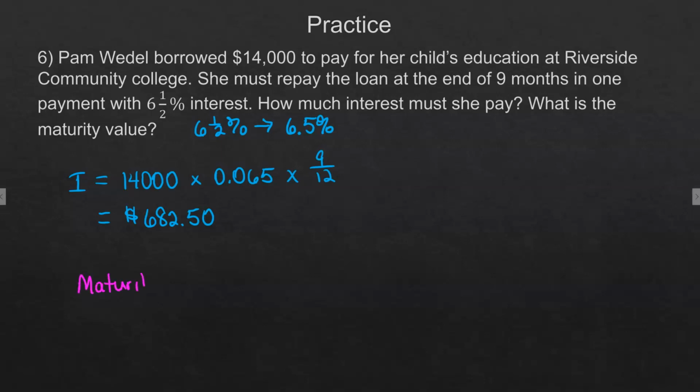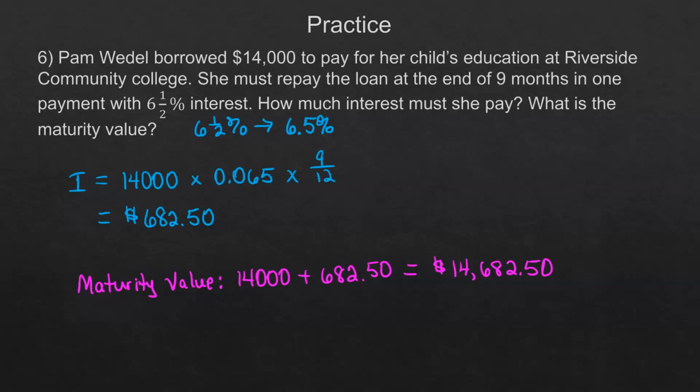And then maturity value, I'll write it out this time. It will just be 14,000 plus 682.50. So $14,682.50 is what would be due at the end of the 9-month loan, right? Maturity value means you pay your principal amount plus your interest.